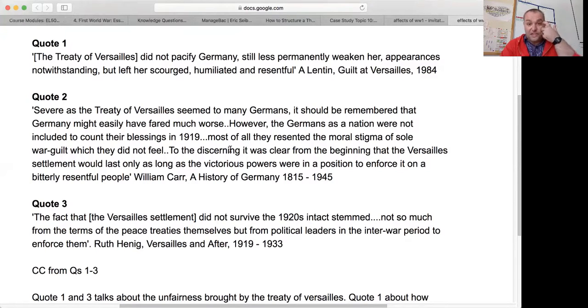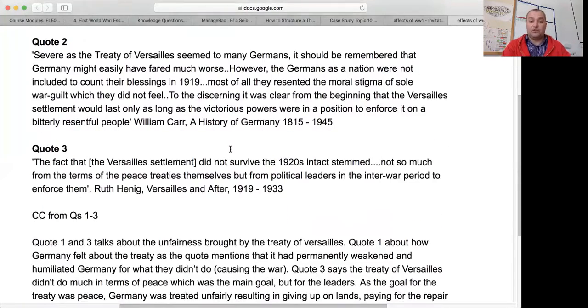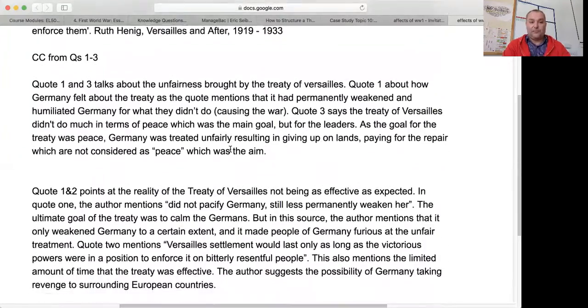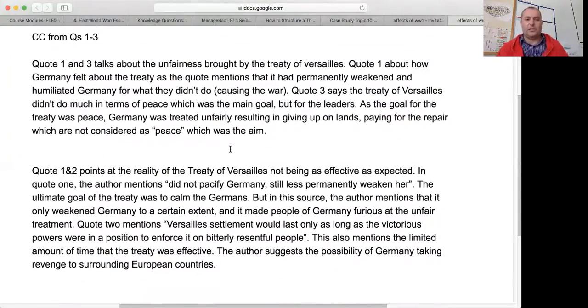So when we put this together into a compare and contrast statement, I got these from the students, and I wanted to challenge them. They have done this before, but these were the statements that I got, and they weren't very good because they weren't in the format that we had practiced. You see one student here had put quotes 1 and 3 talk about the unfairness, quotes 1 and 2 talk about the Treaty of Versailles, et cetera. The format here wasn't quite what I wanted.